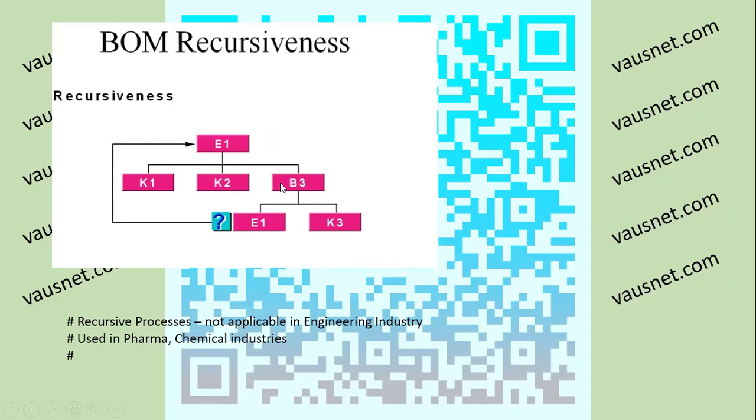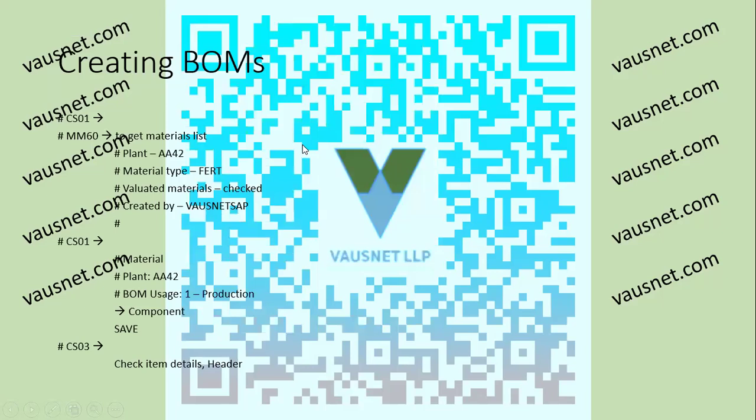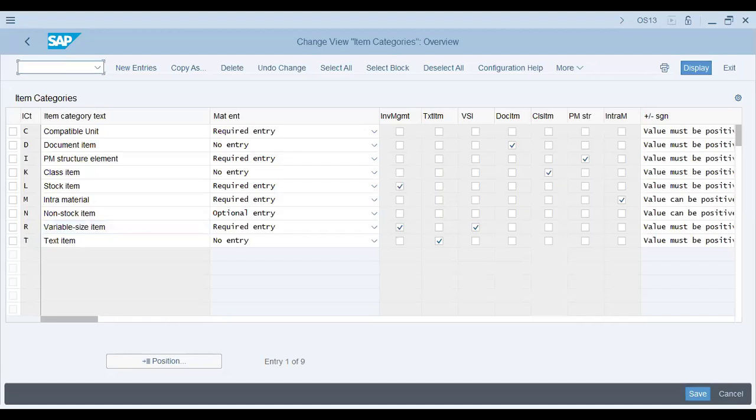This is also used in rubber industries, where you're producing rubber tires. Some extra rubber is taken out from a production that can be remelted, reused, and recycled to make more tires. So that is BOM recursive. This is not usually in the engineering industry, but much more in the manufacturing industry. So if you want to create BOMs, let's go and see how we can create BOMs.